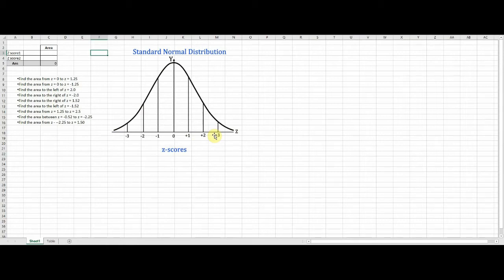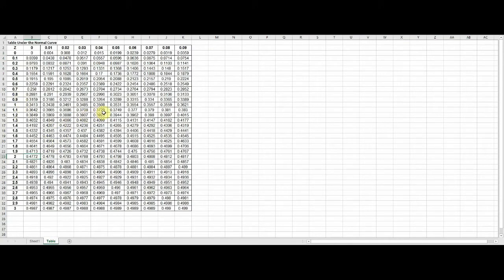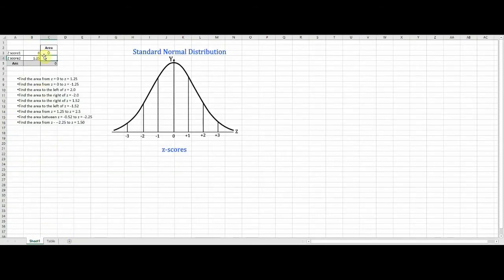Now let's have example number 1. Find the area from 0 to 1.25. So we write here 0 and 1.25. I have here a simple formula. It is as simple as adding the two values and getting the absolute value, since we're talking here of the actual area. The area of 0 is 0. The area of z is 1.25. Let's check on the table. And the actual area is 0.3944.